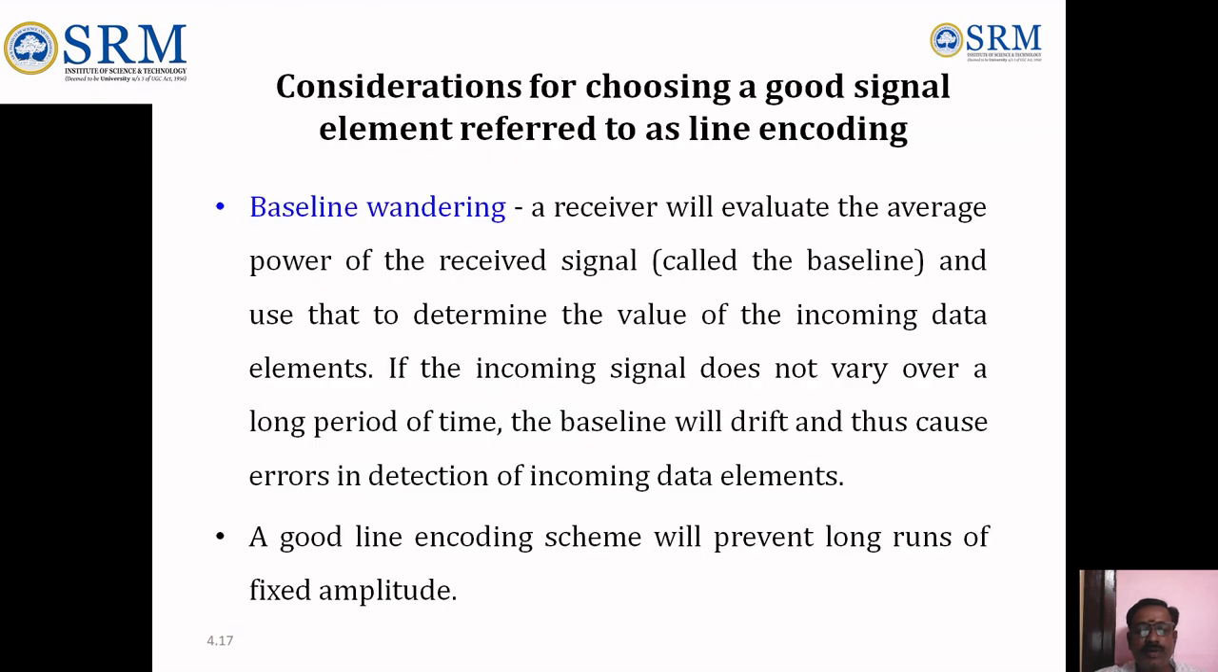Consideration for choosing a good signal element is referred to as line encoding. Baseline wandering: a receiver will evaluate the average power of the received signal and use that to determine the value of incoming data elements. If the incoming signal does not vary over a long period of time, the baseline will drift and thus cause errors in detection of incoming data elements. A good line encoding scheme will prevent long runs of fixed amplitude.